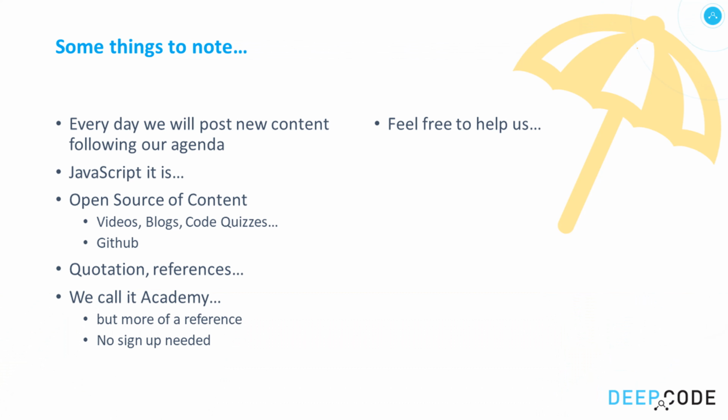Here are our decisions in a short overview. We will post new content from now on every day. We're focusing on JavaScript, number one, because everybody kind of has to work with JavaScript, and also we had to make a decision in that regard. We will open source the content, so all of it, videos, blog, code quizzes, everything. You'll find it on GitHub in a repository, and we want to invite you to also feel free to add things. So do pull requests and change things. We do quotations, we do references, so standing on the shoulders of giants, we're not shying away from that.